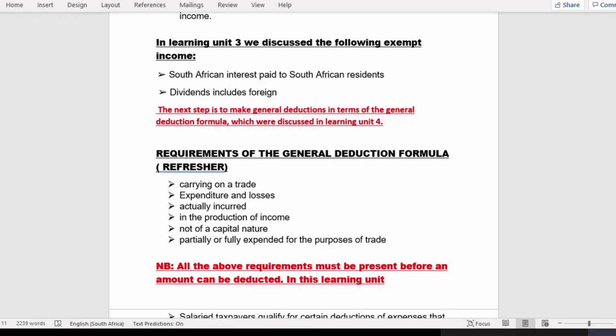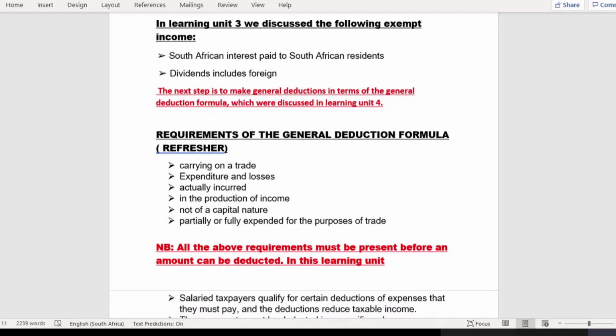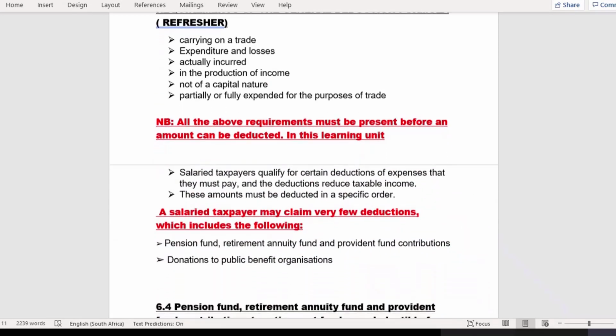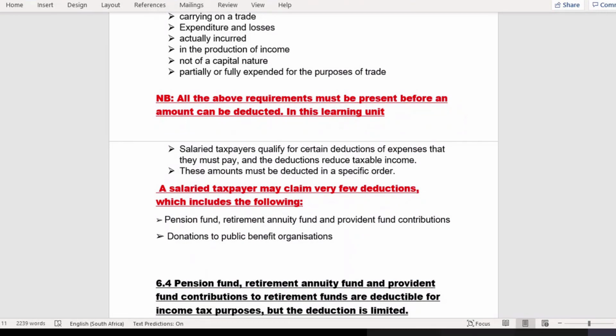The next step is the general deductions formula. After you list your gross income and do the exempt, you move on to the general deductions formula, which is mostly your expenses. The requirements with regards to the general deductions formula say that you need to be carrying on a trade, and there should be expenditure and losses actually incurred in the production of income and not of a capital nature, expended for the purpose of trade, meaning there must be a trade. All the requirements above must be present before an amount can be deducted.